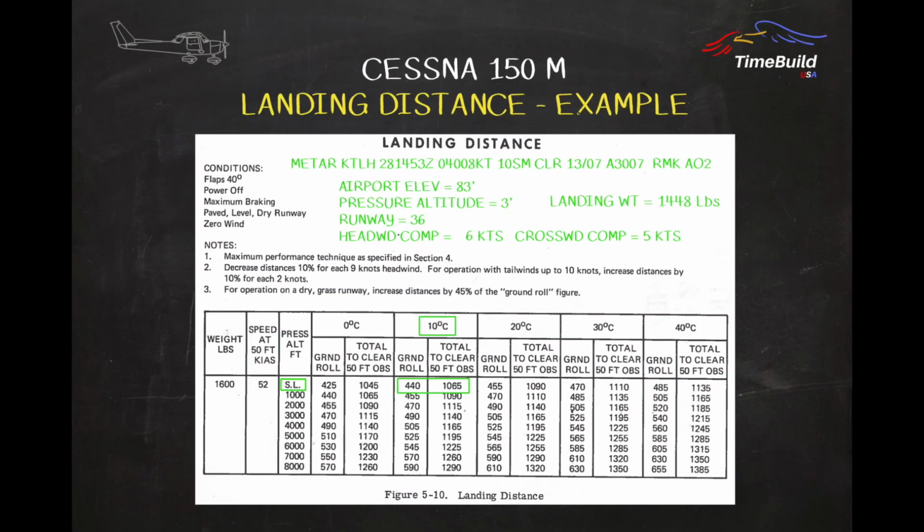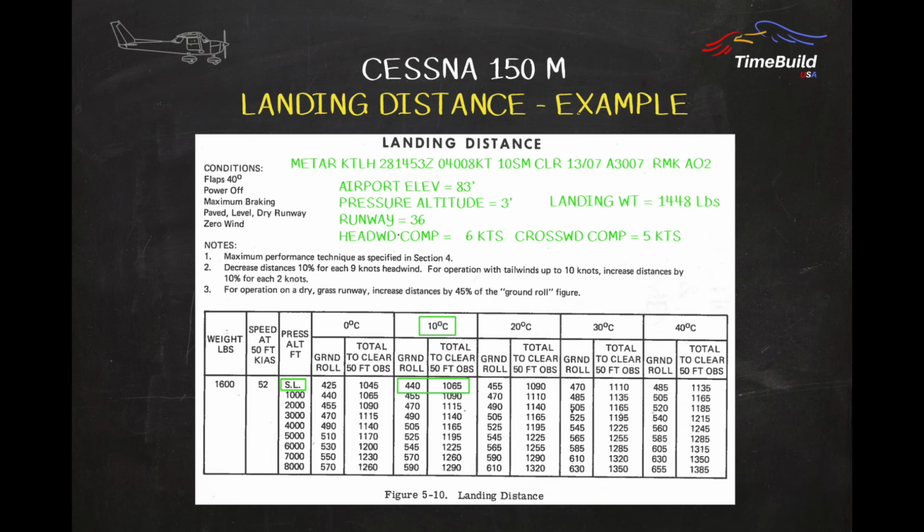Okay, let's return to our cross country and compute the landing distance for arrival into Tallahassee, which has an airport elevation of 83 feet. You'll notice that the landing distance chart is very similar in design to the takeoff distance chart we reviewed earlier, and used much in the same way. The Tallahassee weather indicates a temperature of 13 degrees Celsius and altimeter setting of 30.07, resulting in a pressure altitude of just 3 feet. The winds are 040 at 8 knots, so we can expect runway 36. This will give us a headwind component of 6 knots and a crosswind component of 5 knots.